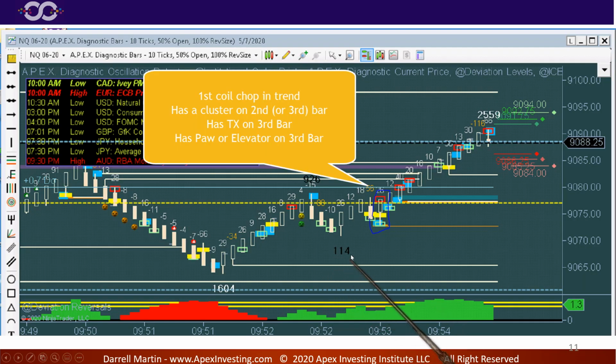As an example, right here we got up, down, up. That's coil chop. We have a cluster on the 2nd and 3rd bar, which is fine because remember, double clusters don't matter on this trade. And we got a trapped X box with a paw, so therefore we have a long trade. Does everybody see that? Are we on the same page? Making sure everybody sees it.